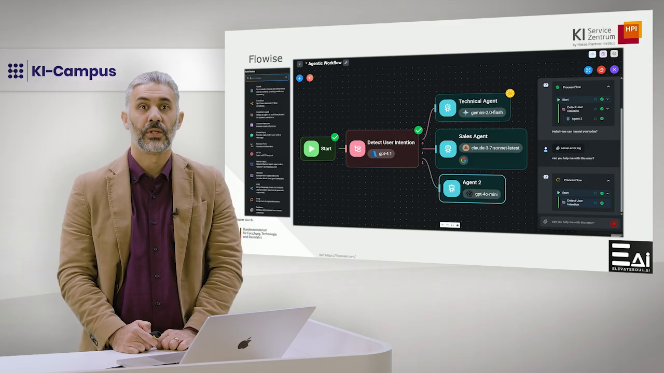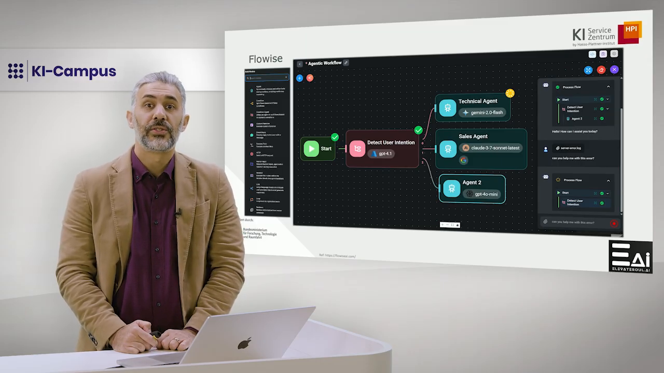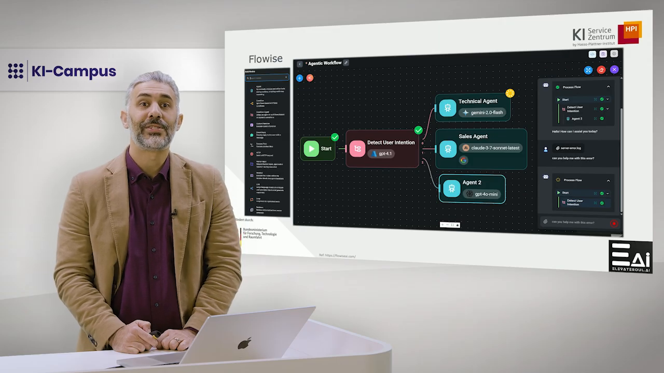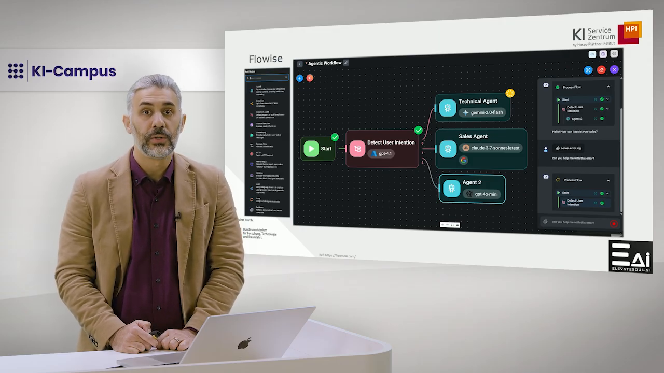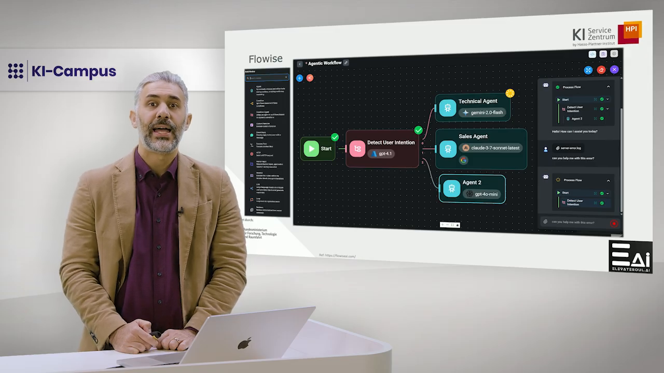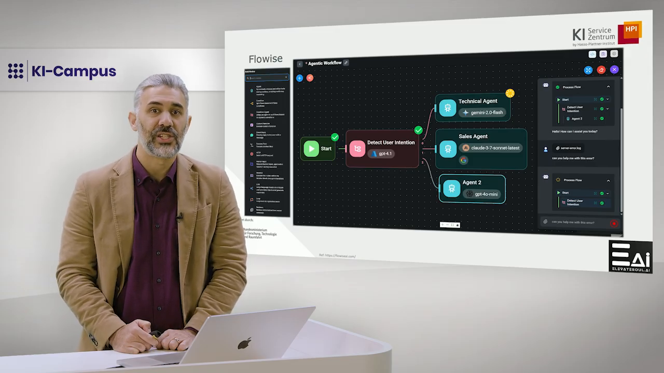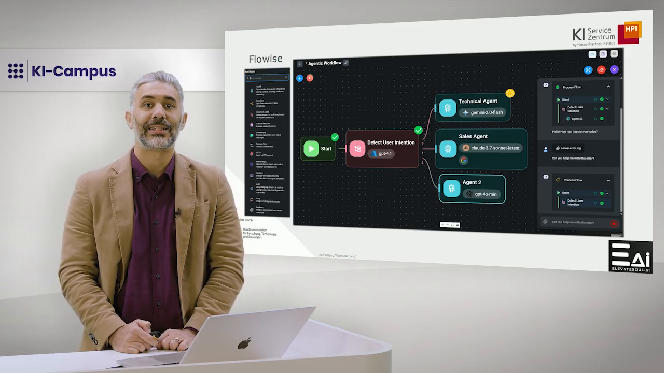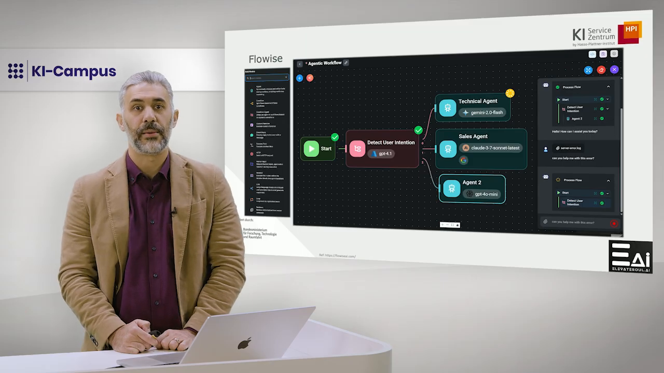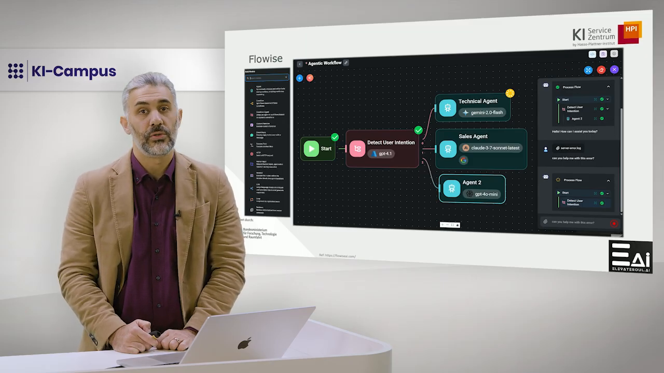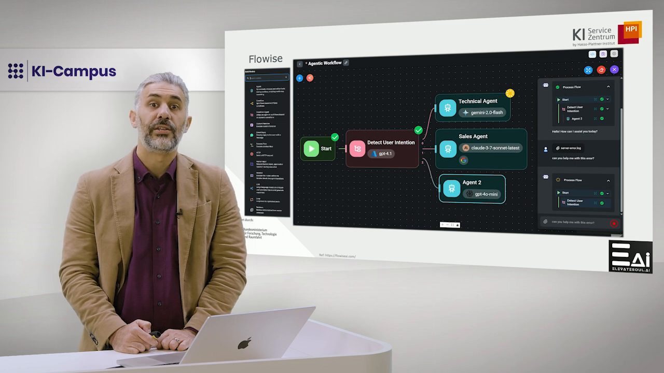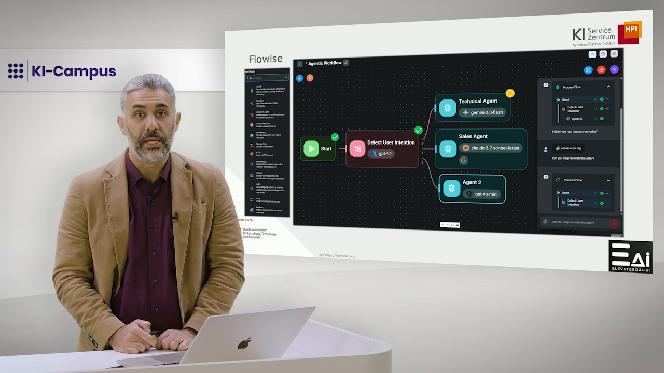In the example on the slide, user inputs enter through a start node, pass through a detect user intention step, and are routed to different specialist agents depending on the classification result. For example, a technical agent using Gemini, a sales agent using Claude, or a general agent using GPT-4 Mini.